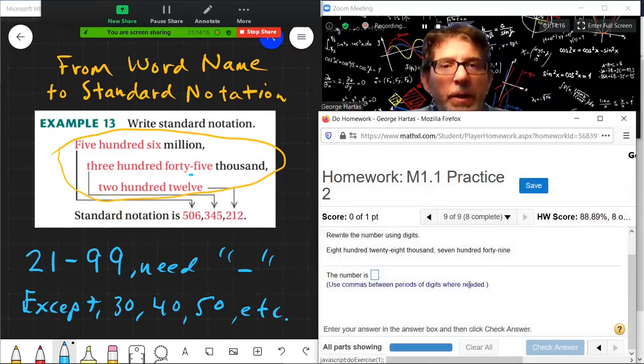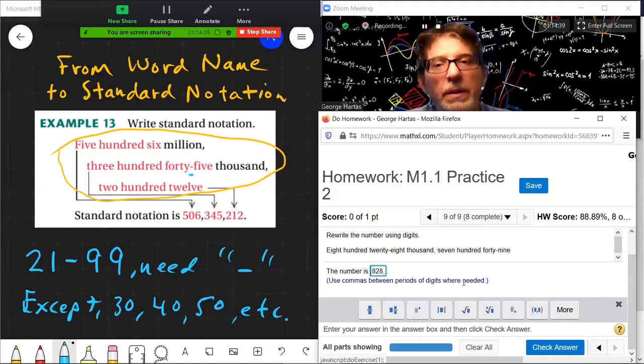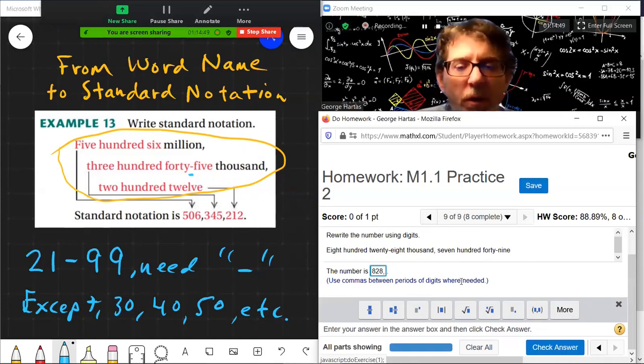Okay, and our last problem right here. Similarly, just read it from left to right. 828,000. So 828, right? 828, comma. And then we look at the next chunk. 749. So what does that look like in your head? 749.